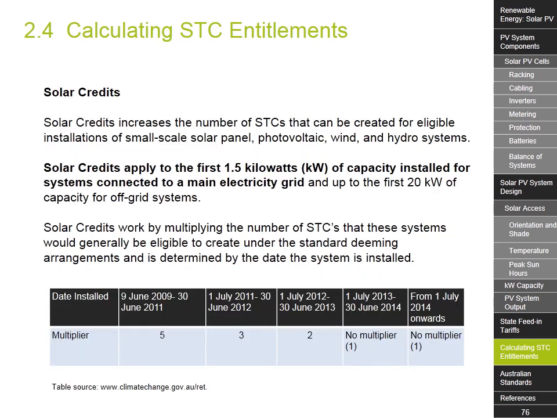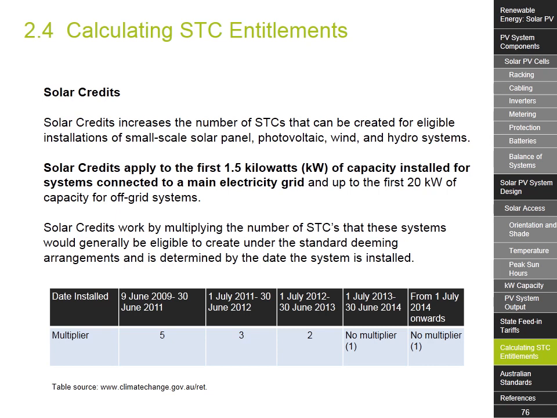The Federal Solar Credit Scheme provides additional support to households, businesses, and community groups that install small renewable energy generation units, such as rooftop solar panels and small-scale wind and hydroelectricity systems. Solar credits increase the number of STCs that can be credited for eligible installations of small-scale solar panel, photovoltaic, wind, and hydro systems. They work by multiplying the number of certificates that these systems would generally be eligible to create under the standard deeming arrangements.